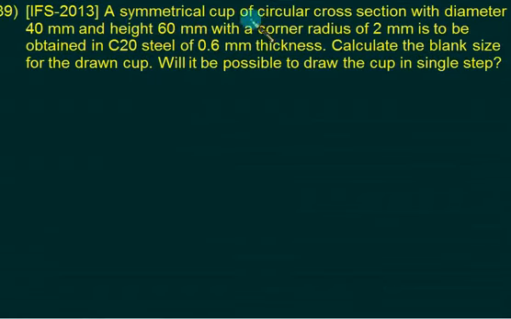A symmetrical cup of circular cross section with a diameter equal to 40 and height equal to 60 mm, with a corner radius of 2 mm that you should always neglect for calculation of the blank, is obtained from steel of 0.6 mm thickness. Calculate the blank size. You always neglect the corner radius and thickness; do not bother about these. Calculate the blank size for the cup drawn, and will it be possible to draw the cup in a single step or multiple steps?